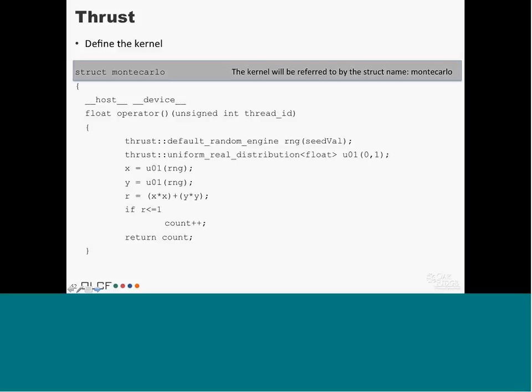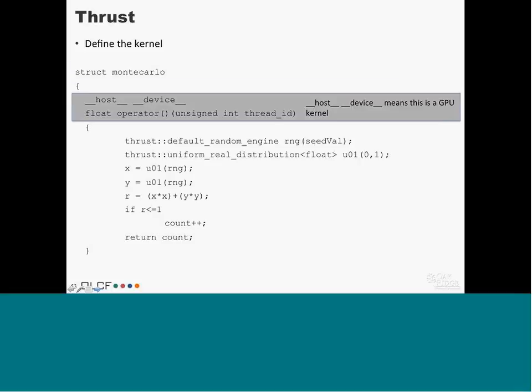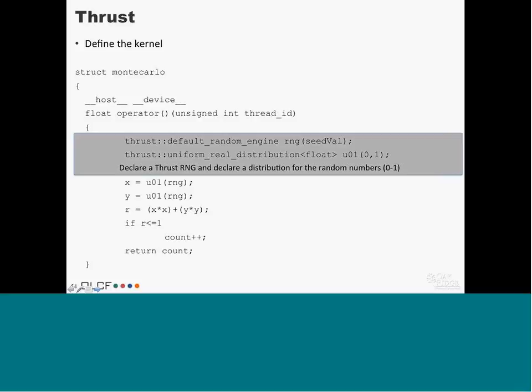So basically, this is what our kernel is going to look like. We're going to define the function inside. We're going to refer to this as the name of our struct. We're going to refer to the kernel as our struct from now on. To define it, we use host and device to tell the compiler that this function is a kernel. And next, to provide our random number.